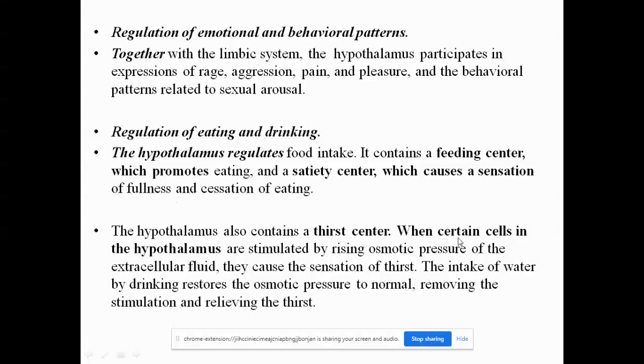This will stimulate the cells in the hypothalamus, and it will sense the difference or change in the osmotic pressure due to the excessive volume or decreased volume of water in the blood, when there is an increase or decrease in the ionic concentration. So that is sensed by the thirst center, and it causes the sensation of thirst when water is lost in the urine or sweat. So we feel thirsty. This is because of the thirst center. So the intake of water restores the osmotic pressure to normal.